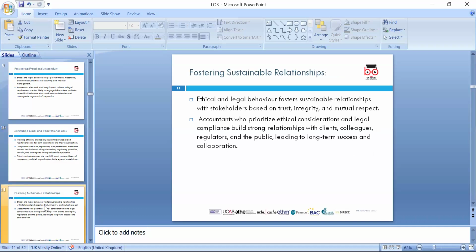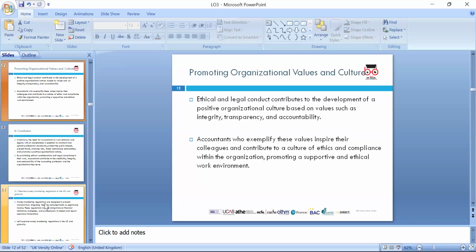Fostering sustainable relationships. So we have to look at the relationships with the various stakeholders, which are the cornerstone and an integral part of any business. Trust, integrity, and mutual respect. So accountants prioritize ethical considerations, legal compliance, and strong relationships with colleagues and with the public, leading to long-term relationships with the various stakeholders.